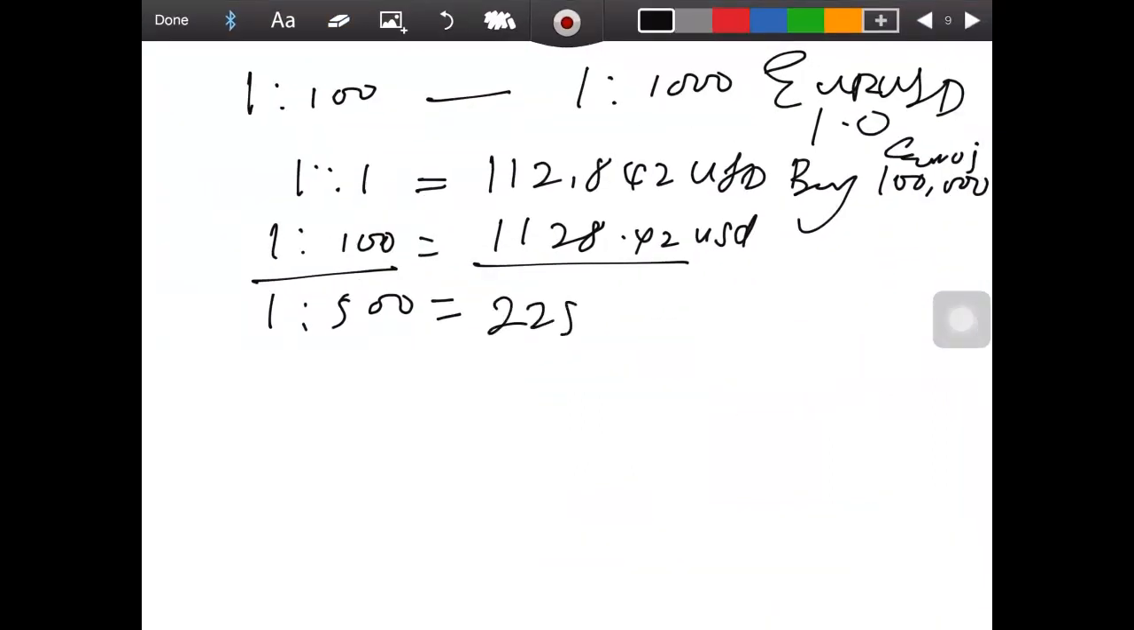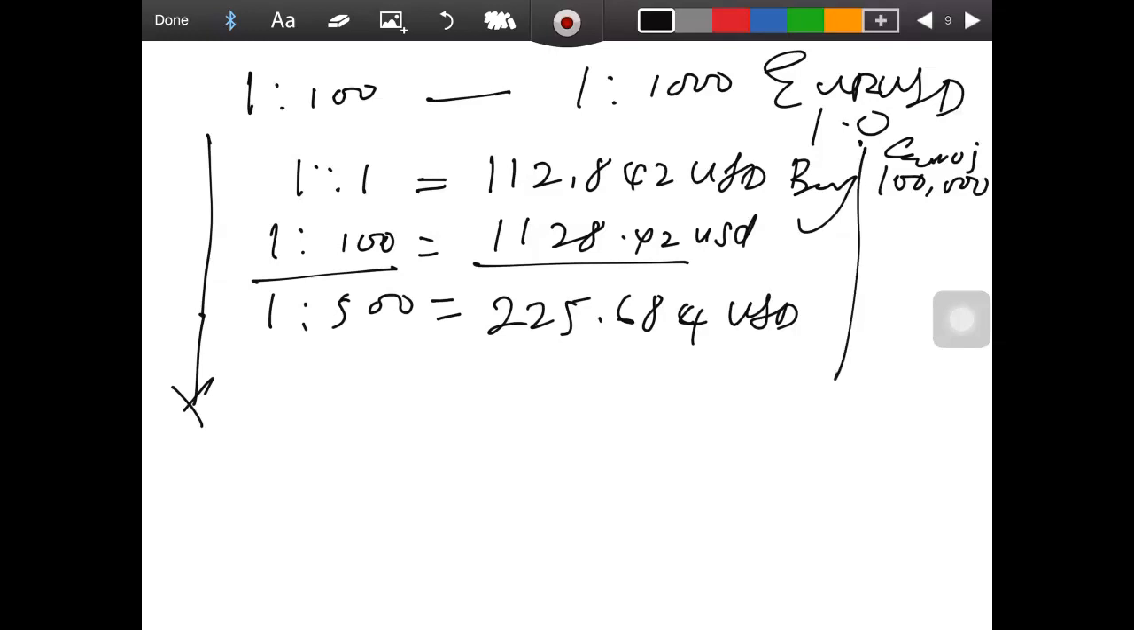Your margin requirement will be 225.684 USD. So you can see that as your leverage is increasing, your margin required is reducing. Okay, as your leverage is increasing, your margin required is reducing. So if we use the highest, most brokers have the highest of 1 to 1,000. It simply means that you only need 112.842 USD.